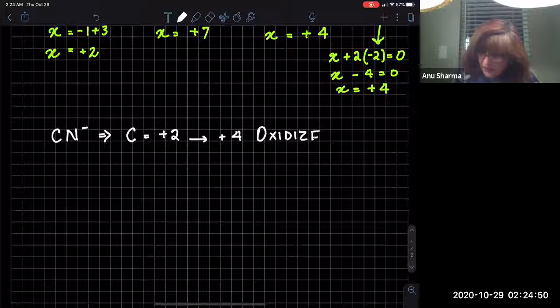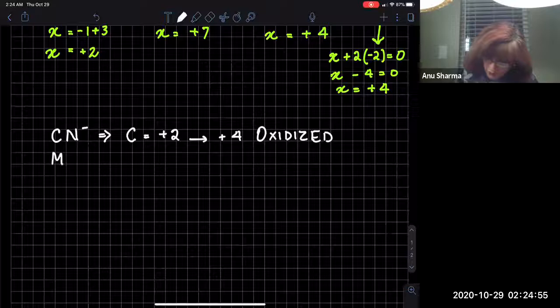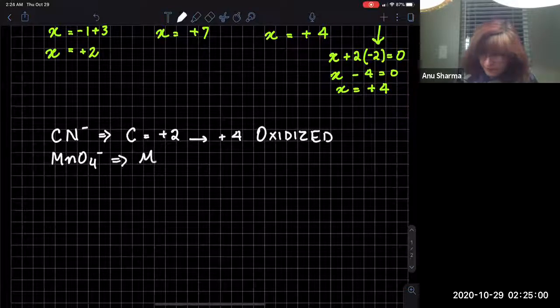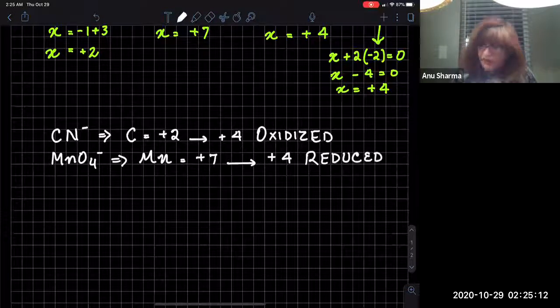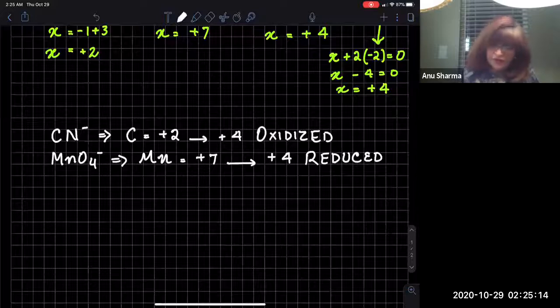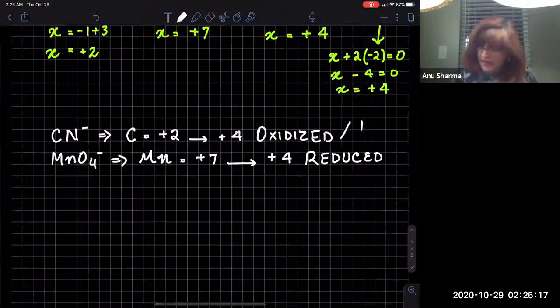And then comes the next, MnO4, because here we saw that manganese went from +7 to +4. Okay, so this is reduced. And your common understanding, the one that gets oxidized is acting as a reducing agent, and the one that is getting reduced is acting as the oxidizing agent.